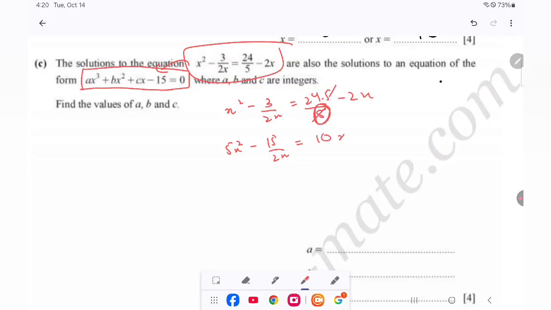10, positive 24. Now multiply both sides with 2x, it will become 10x cube, it will become 15, 2x over 2x will cancel out, is equal to negative of 20x square plus 20 plus 48x.